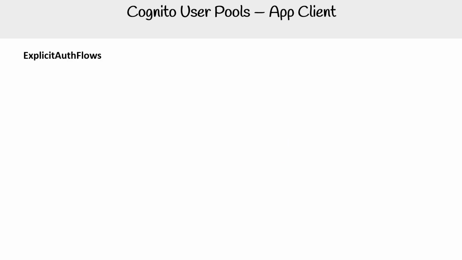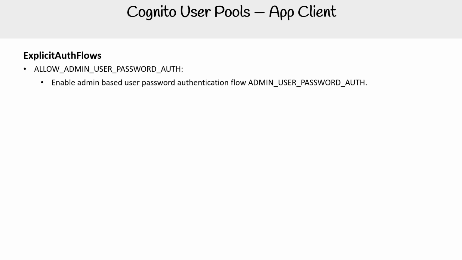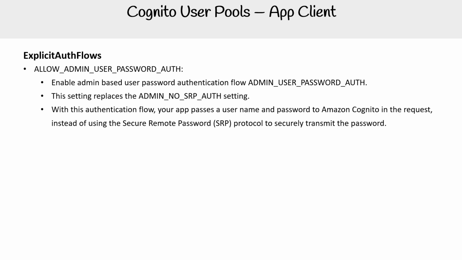For explicit auth flows, we have allow admin user password auth. This enables admin-based user password authentication. The setting replaces this older one. With this authentication flow, your app passes a username and password to Amazon Cognito in the request instead of using the secure remote password protocol to securely transmit the password.